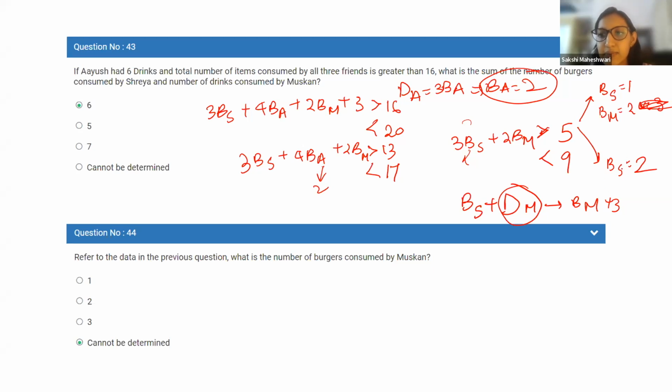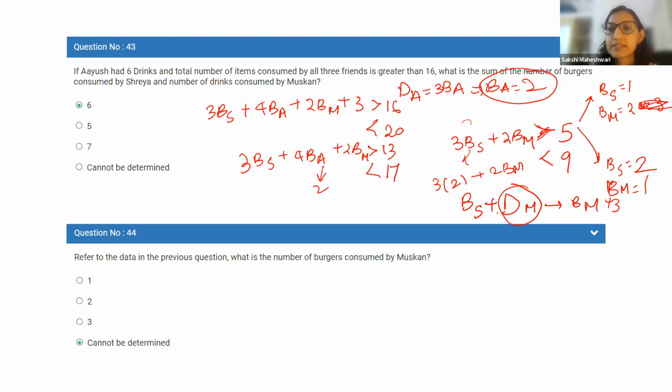And in the case when BS is 2, this is already 3 into 2, 6 plus 2BM. This has to be less than 9. This condition we have already followed with BS equal to 2, and this is greater than 5. Now, if I take BM as 2, then this will be 6 plus 2 into 2, 4, that will be 10. So I'll not follow this condition. Hence, BM can be 1 only, right?